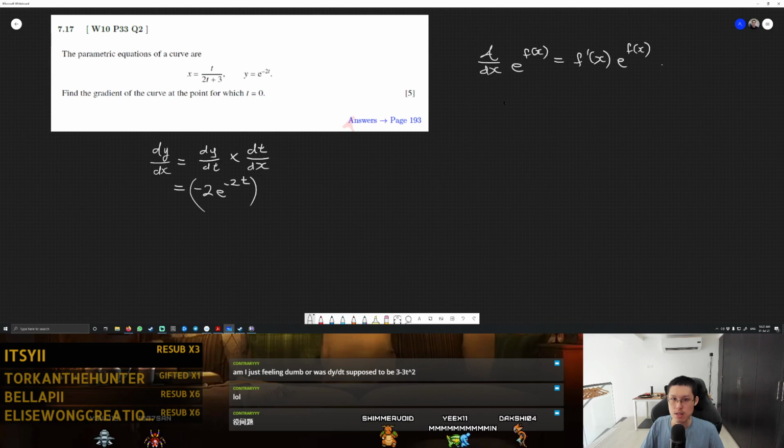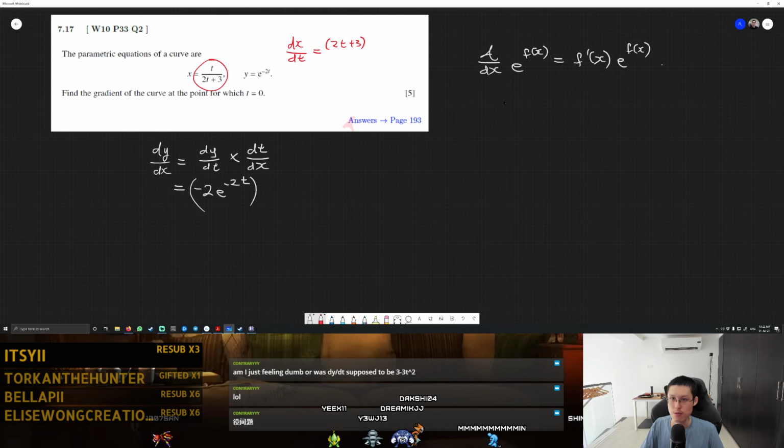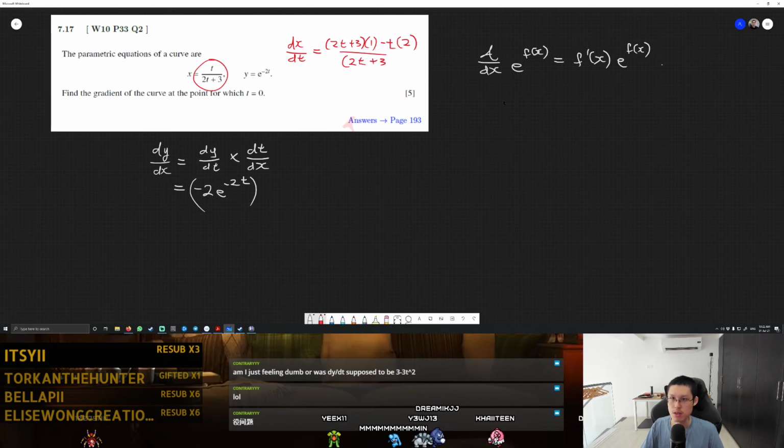And next we're going to do dt/dx. Okay, so let's work out what dx/dt is first. If you look at this one here, you can actually use the quotient rule. So the quotient rule is going to be (2t plus 3), differentiate t gives you 1, minus t, differentiate 2t plus 3 gives you 2, and then the denominator squared. So simplifying this, we get 2t minus 2t, giving 3 over (2t plus 3) squared.